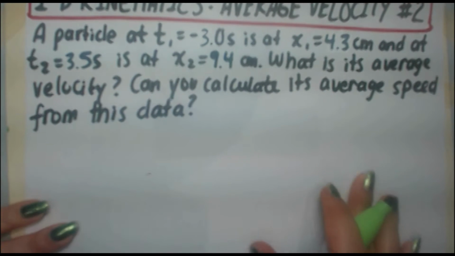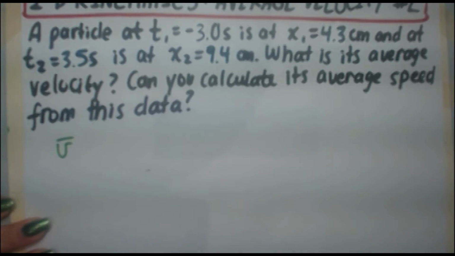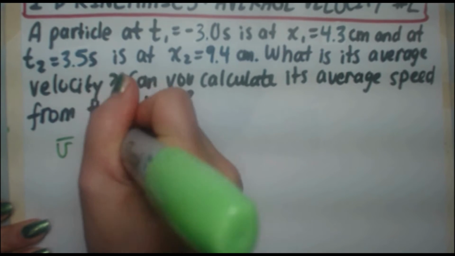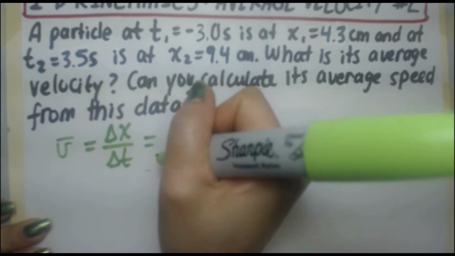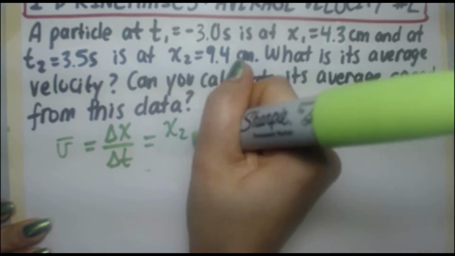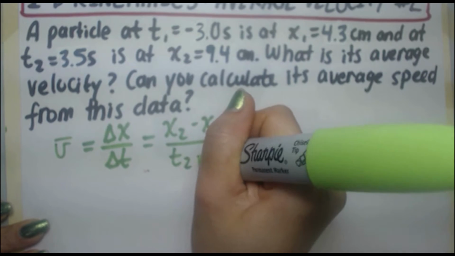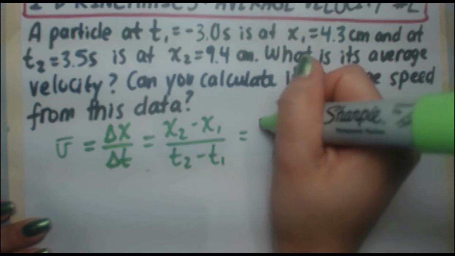Okay, so just like before, average velocity can be calculated with v. Remember, the straight line across the v means average. So v equals delta x over delta t, change in position over change in time. Delta x is x2 minus x1. Delta t is t2 minus t1. And simply plug in your values. It's as simple as that.